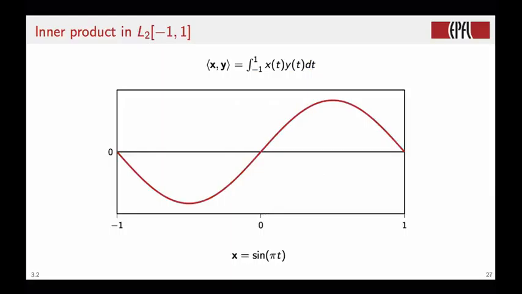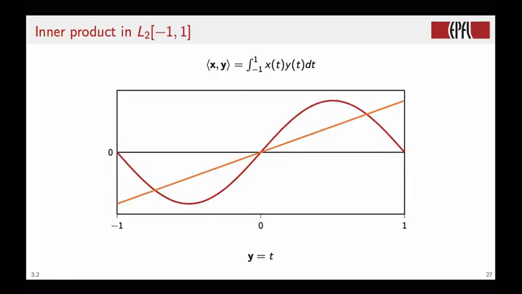Now this inner product can be generalized to continuous time functions, sure enough, no surprise. So let's take two vectors, our good old friend x, sine pi t, and another vector y, in this case y is equal to t, and we are going to calculate the inner product. In this case, the definition is that it's the product of the two functions, x(t) times y(t), integrated over the interval -1 to 1. Okay, so that's the definition of the inner product for this space. That's a space we call L2 of -1 to 1, the space of square integrable functions on the interval -1 to 1.